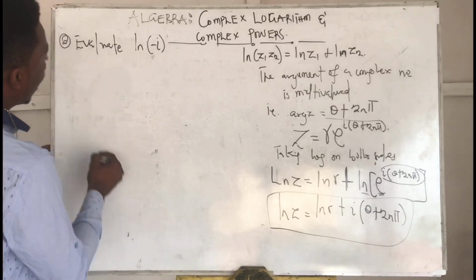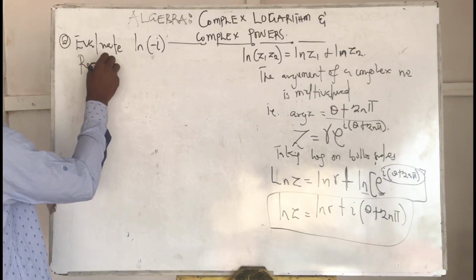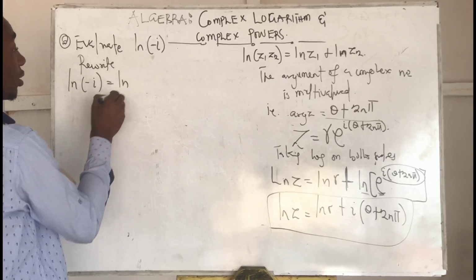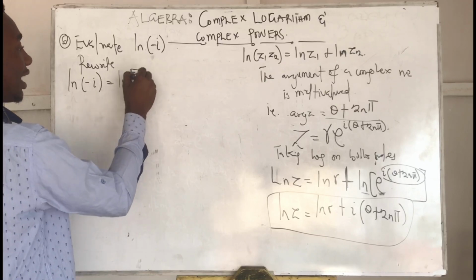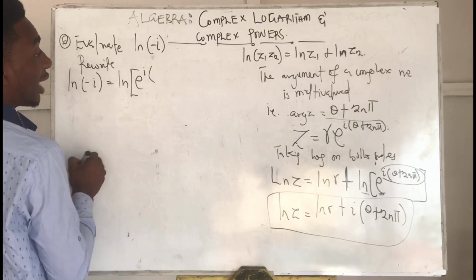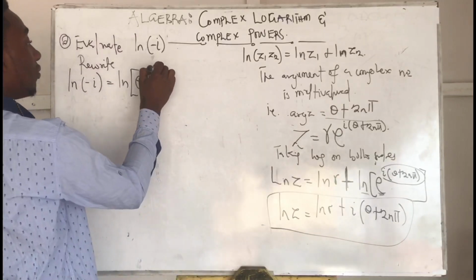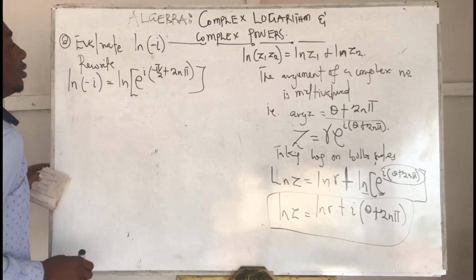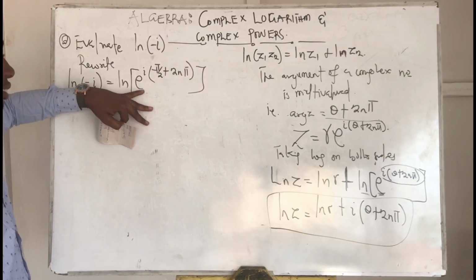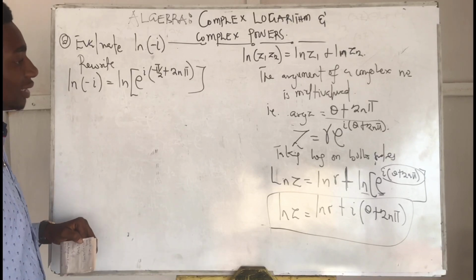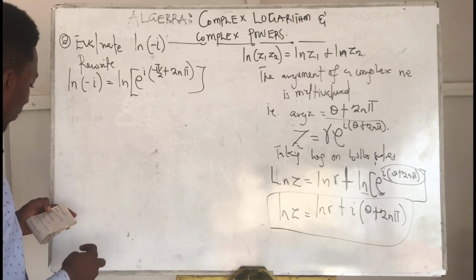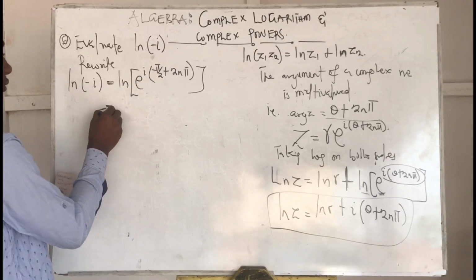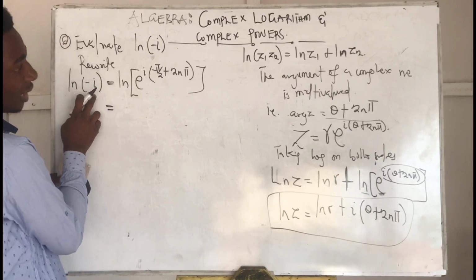Now, before we can start, let's rewrite the log of negative i. So upon rewriting, we get log of e exponent i into bracket the angle theta, we take it as minus pi on 2 plus 2n pi. So we are rewriting negative i in terms of this exponent. And now when we do this, what do we get here? That is the log of negative i.